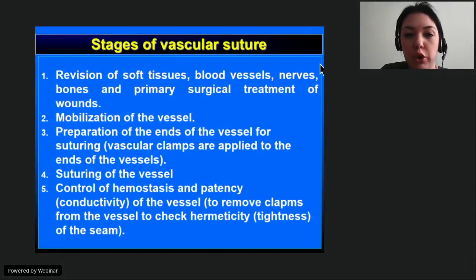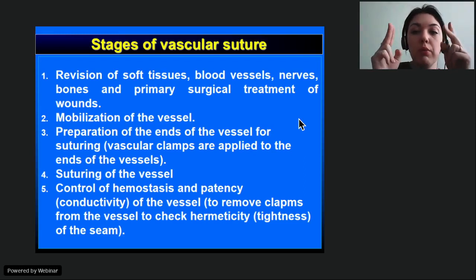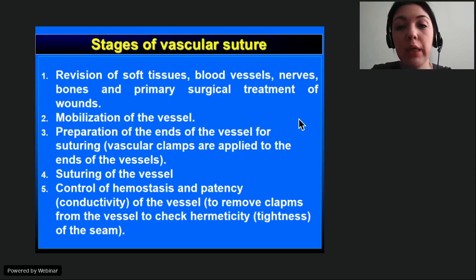Stages of vascular suture. First, revision of soft tissues, blood vessels, nerves, bones, and primary surgical treatment of wounds. Then mobilization of the vessel. Then preparation of the ends of the vessel for suturing. So vascular clamps are applied to the ends of the vessel to perform temporary hemostasis. Then suturing of the vessel, the fourth. The fifth point is control of hemostasis and patency, conductivity of the vessel.